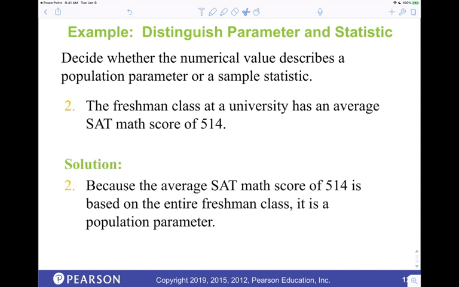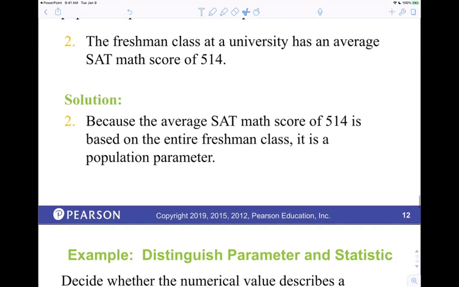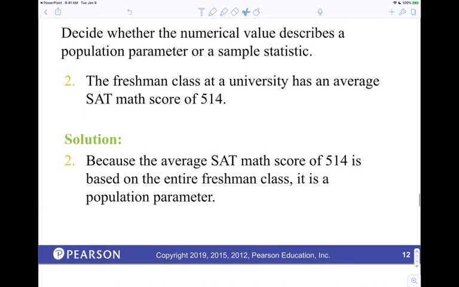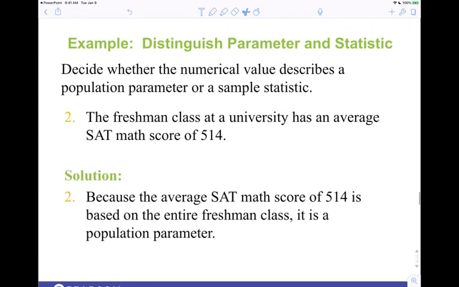Okay, so it's based on the entire freshman class. Maybe because, if it was say 300 or 32 freshmen, it would have given us a number. Because it didn't do that, we can say this is talking about the entire freshman class, versus the last one, which said 815 employees. That implies that it was a sample, versus this one talking about the entire freshman class. It didn't specify a subset. So that means it's a population.